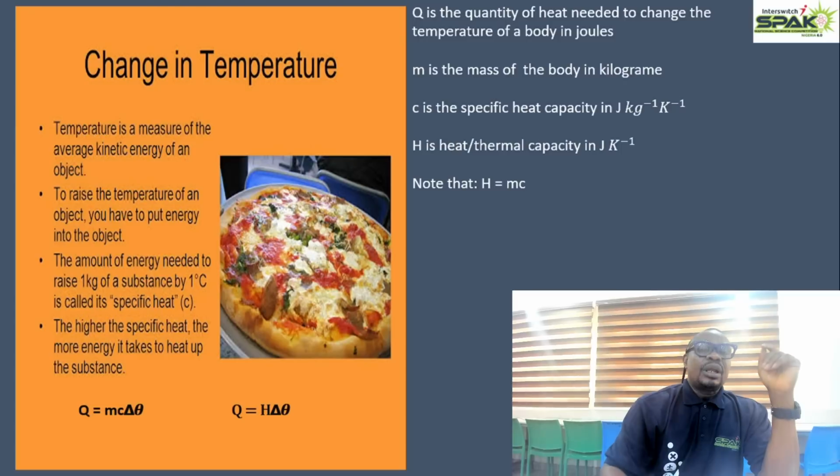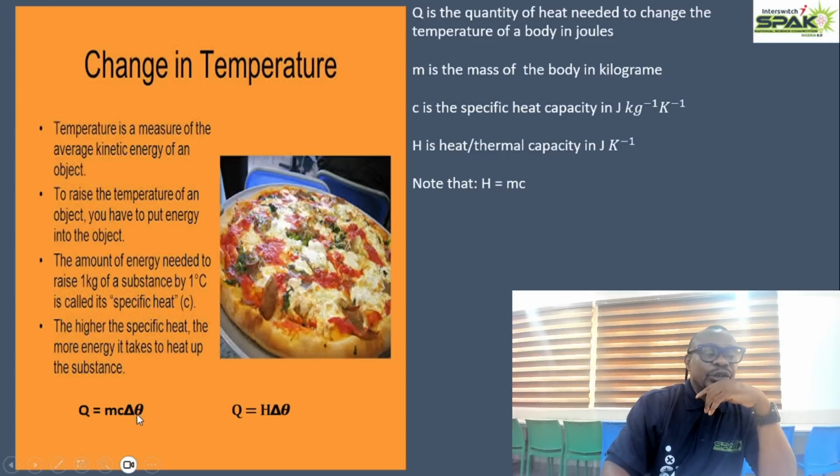Now let's look at this important formula which I have here: Q is equal to MC change in temperature. What does this Q stand for? What does the M stand for? What does the C stand for? And what does this change in temperature mean? Whenever you see this sign delta, it means change in temperature. The Q, of course, stands for the quantity of heat needed to change the temperature of a body. When you want to change the temperature of a body, heat is required. Then the M stands for the mass of the body in kilograms.